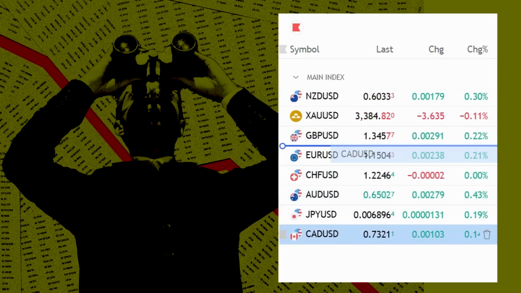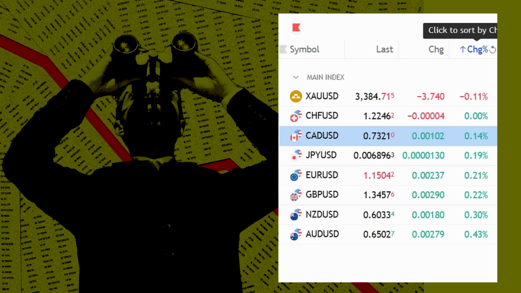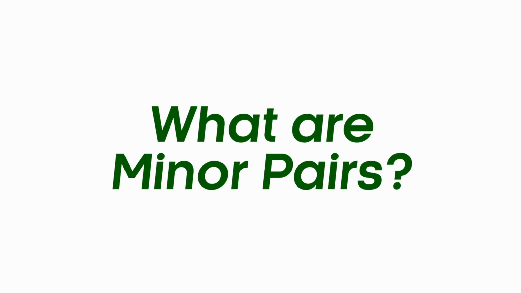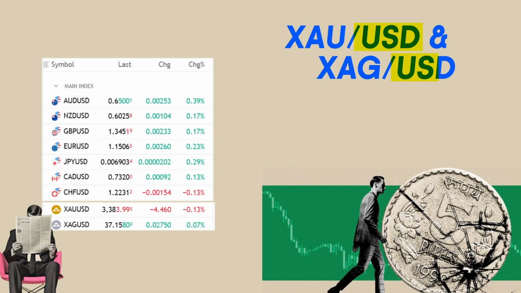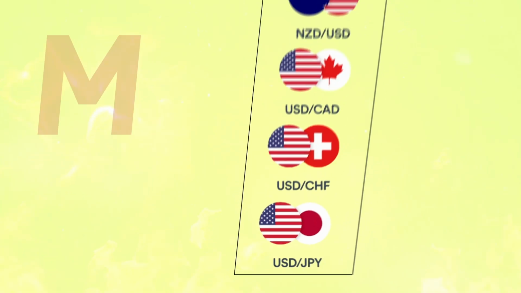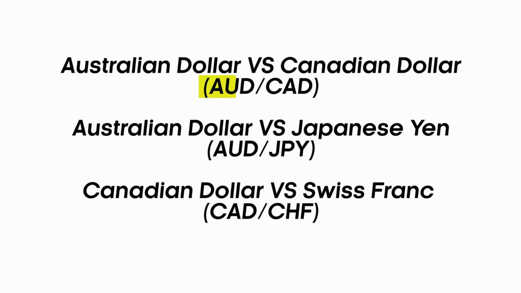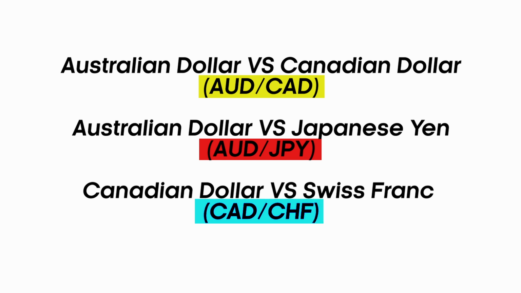If this is very clear to you all, we will jump to our next section, which is what are minor pairs. As of now, you already know that you can trade on gold, silver, oil and all the 7 major pairs, but now there are still other minor pairs as well. For example, Australian dollar versus Canadian dollar, Australian dollar versus Japanese yen, Canadian dollar versus Swiss franc. All these kinds of pairs are called minor pairs.